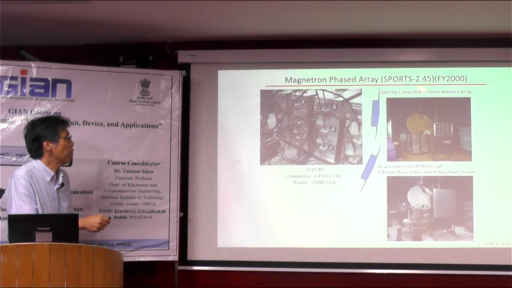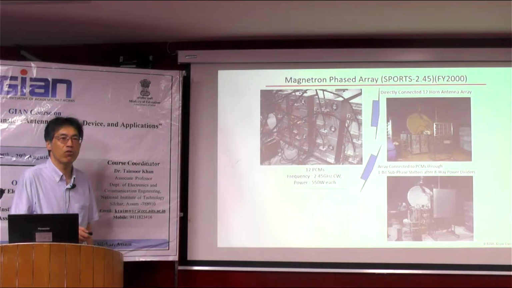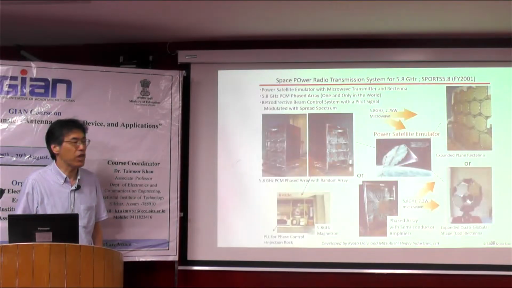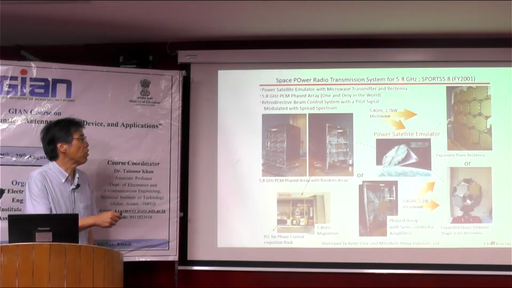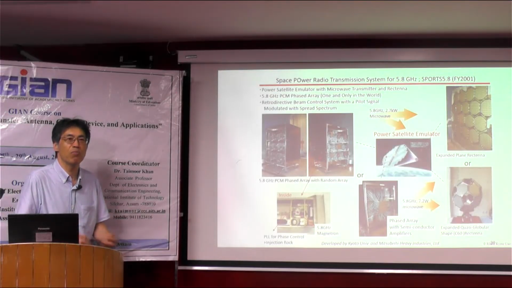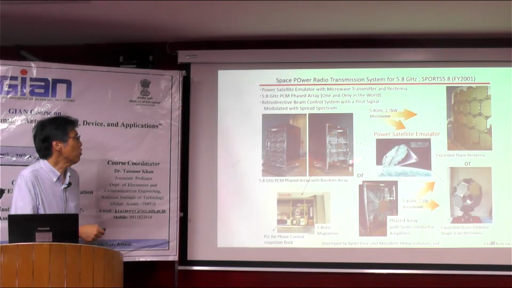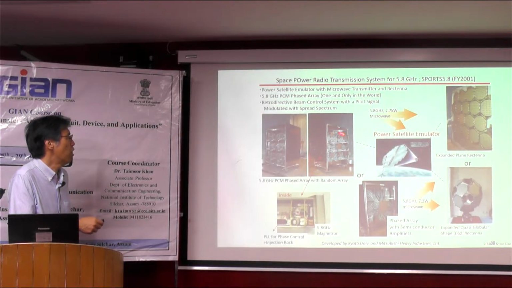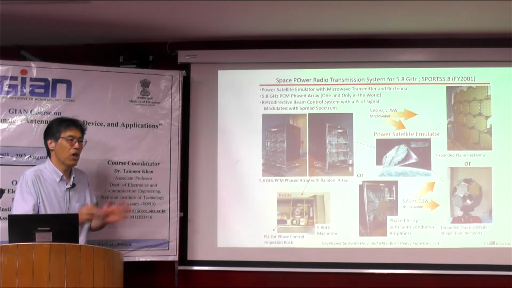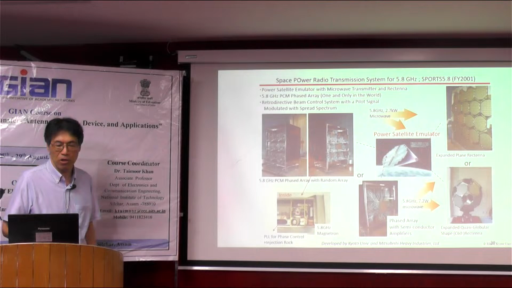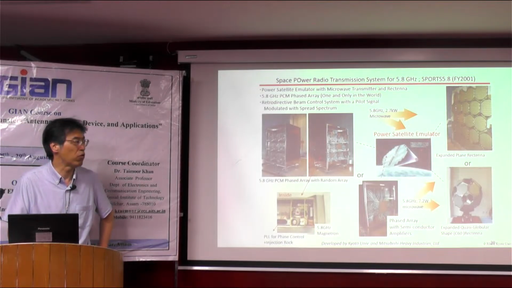At that time, in this system, we adopted the normal Kuka type magnetron. Frequency was 2.4 gigahertz. But the next year, we increased the frequency to 5.8 gigahertz. It's the same magnetron, only the frequency is changed. So now in Kyoto University, we have a 5.8 gigahertz magnetron phased array in my laboratory. This is a very interesting technology, I think.